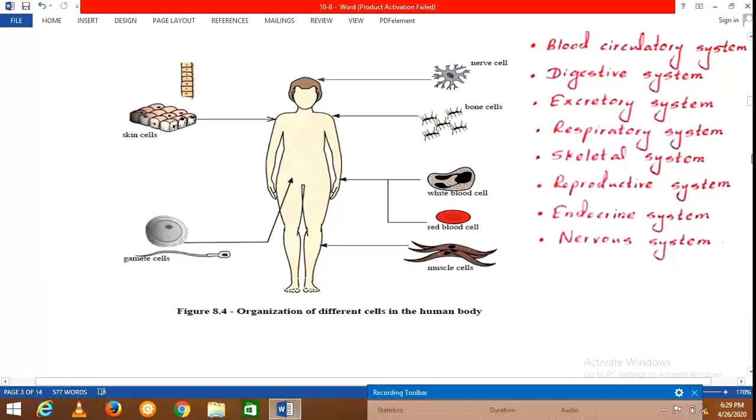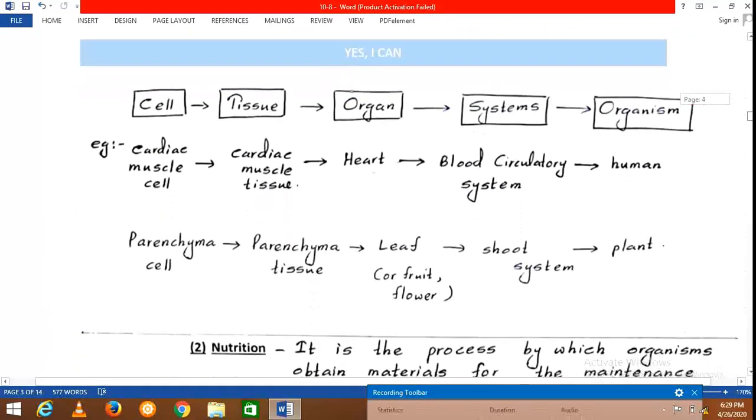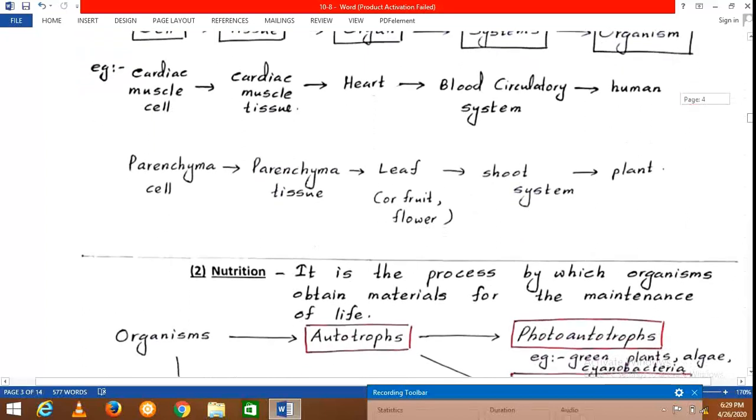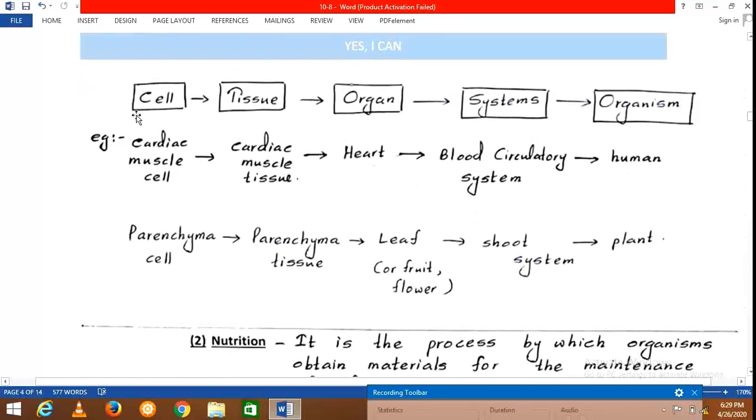So we'll name the organizational levels identified in living organisms like this. So these are the organizational levels. A cell, tissue. Cell is the basic unit. A number of cells get together to form a tissue. A number of tissues will form an organ, and a number of organs will form a system, and the collection of different systems will make an organism.